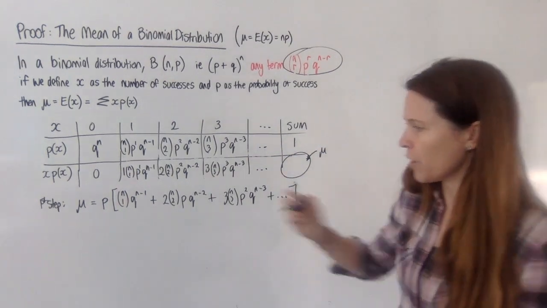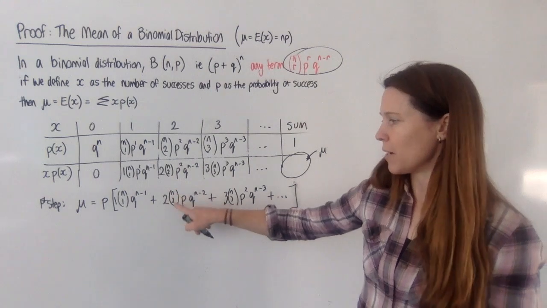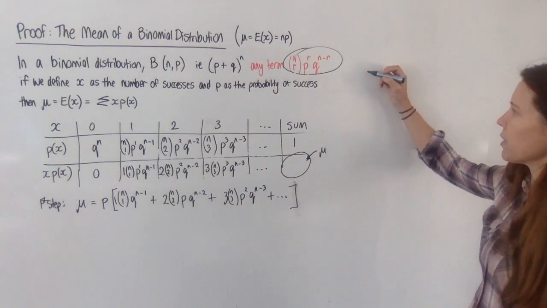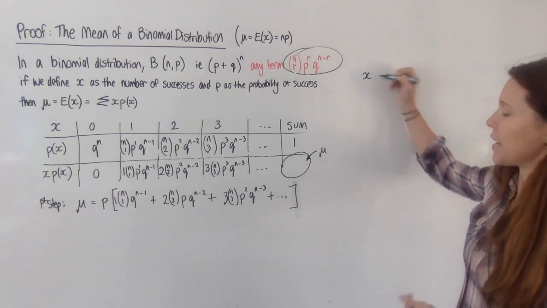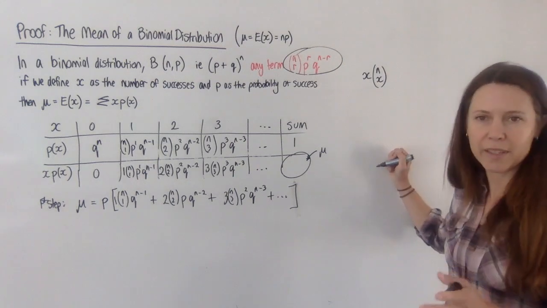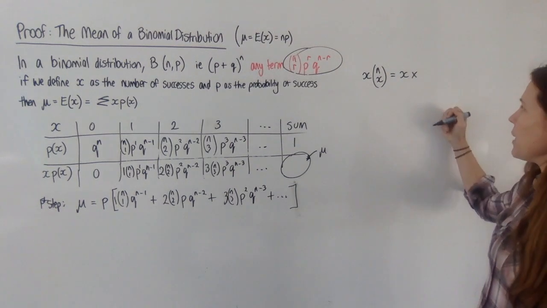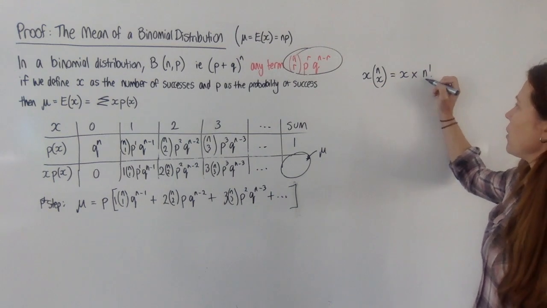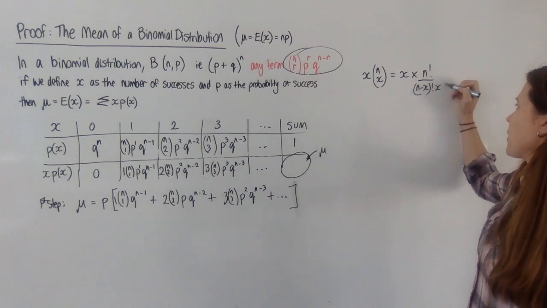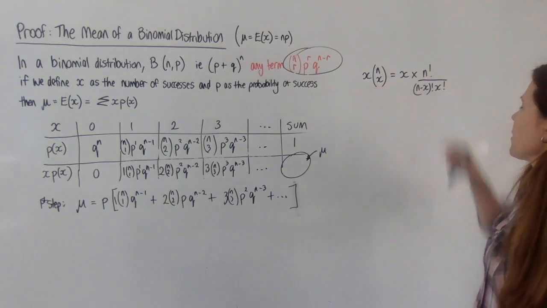Now, have a look at what we've got here. We've actually got 1 times n choose 1. We've got 2 times n choose 2, 3 times n choose 3. So if we say, all right, let's have a look at that. If we've got some number, let's call it x, and we're multiplying it by n choose x, what does that actually look like? Well, it looks like x multiplied by n factorial over n minus x factorial, x factorial. So there I'm just using the basic expansion of this, and we're getting there.